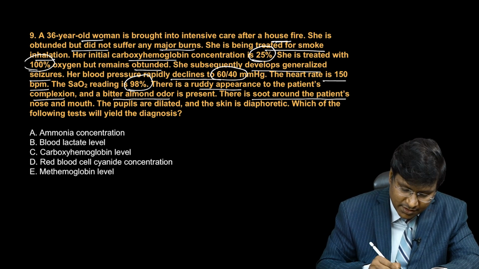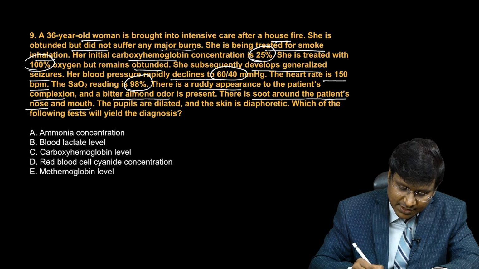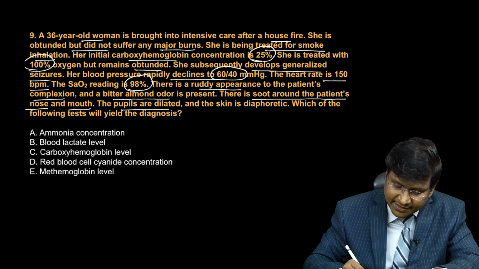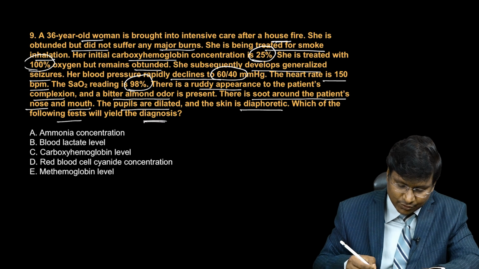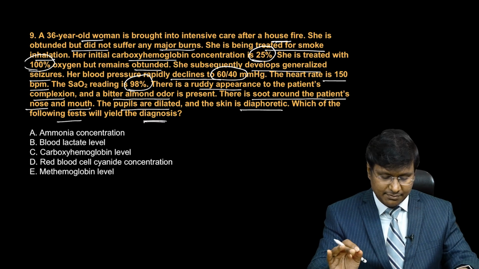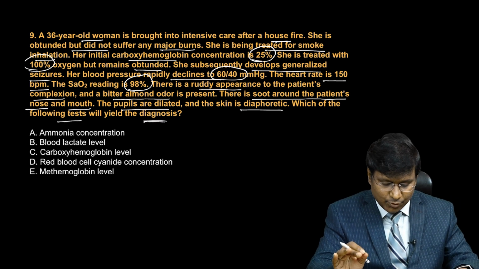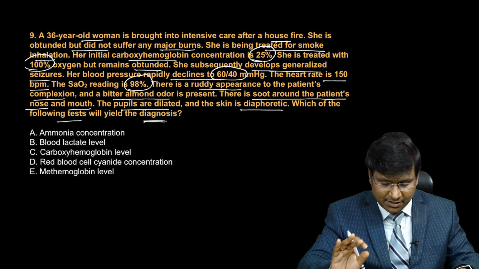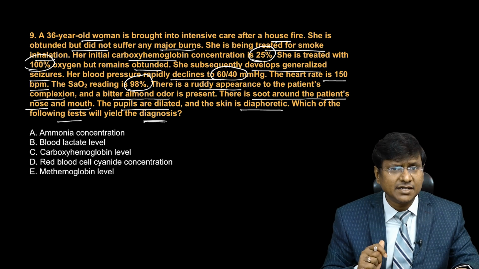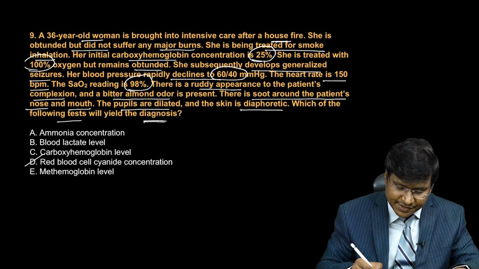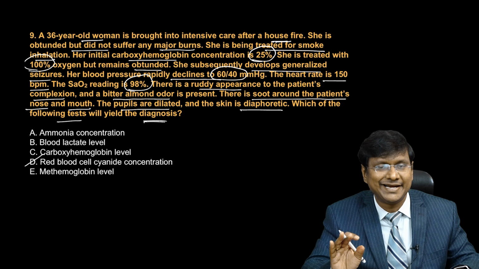There is soot around the patient's nose as well as mouth. The pupils are dilated and the skin is diaphoretic. Which of the following tests will yield the diagnosis? Ammonia concentration, blood lactate levels, carboxyhemoglobin level, red blood cell cyanide concentration, methemoglobin levels. Okay, so with the clinical scenario which has been given, the answer is red blood cell cyanide concentration.